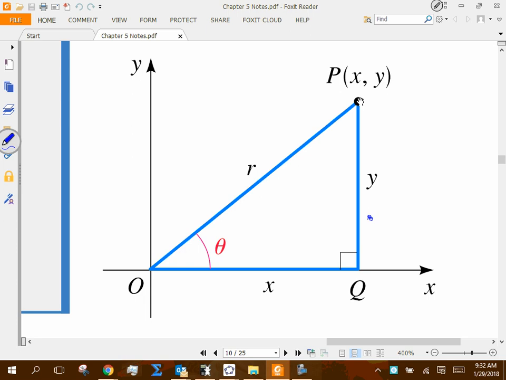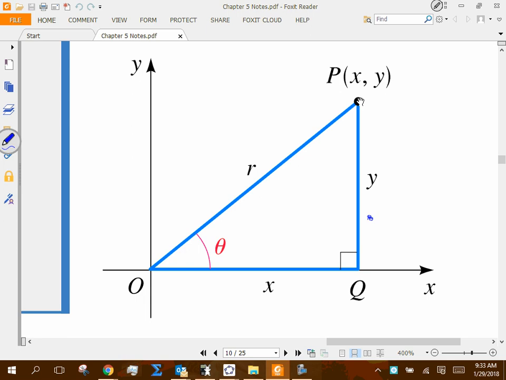And no matter where P is in the coordinate plane, and we'll talk about some special case scenarios when P is on one of the axes, we'll talk about that later. But whenever point P is somewhere that is not on the axis, you can always construct a right triangle. You can always, from P, go straight down to the x-axis to create a right triangle. Does that make sense?